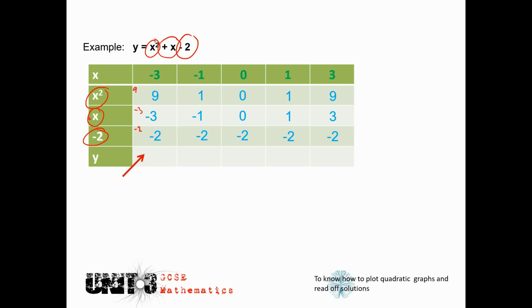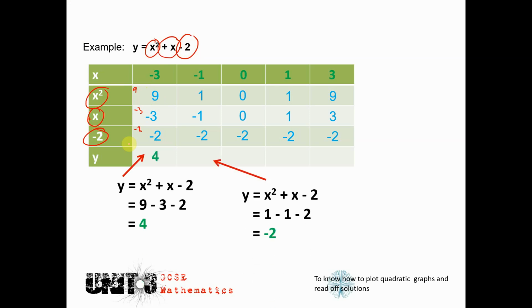The final job is, well, y is what we're actually after, isn't it? And that is the combination of all of these, so x squared plus x minus 2. So that would be 9 minus 3 minus 2. So that would be 4, and that would go there. And we would do the same for each. This might be a method you like to break it up in case you're making a few errors in there. If you're confident with just doing it all at once, feel free to do it all at once, but this is just an option there for you.